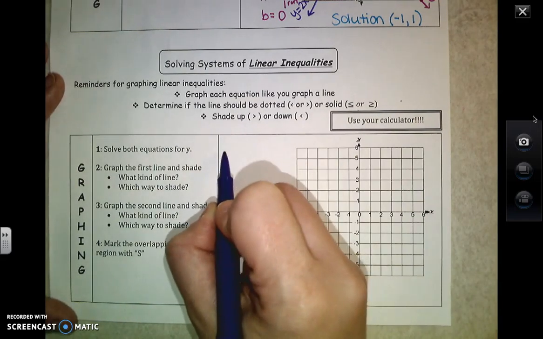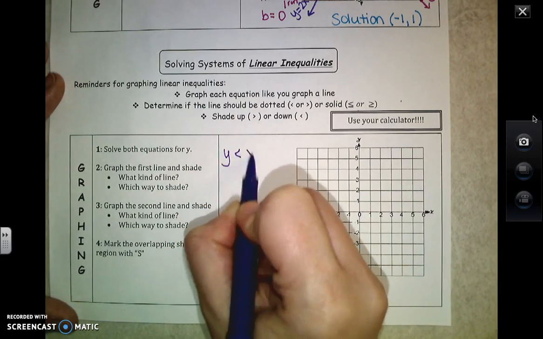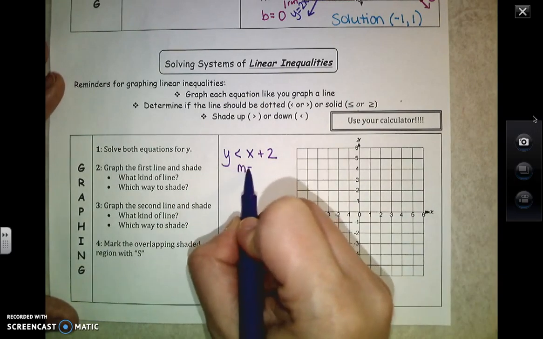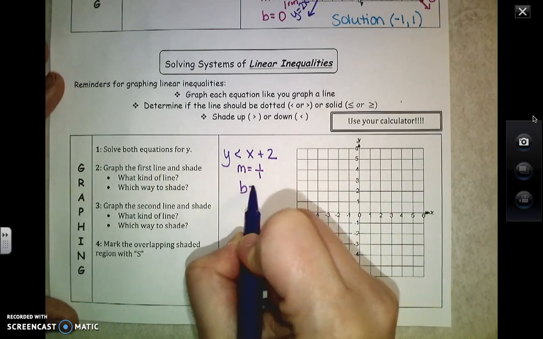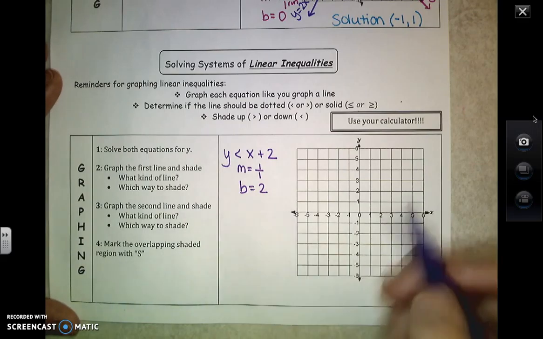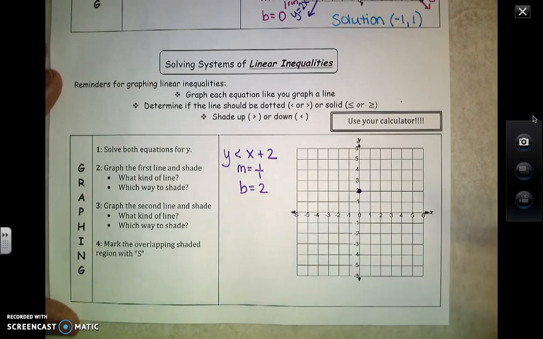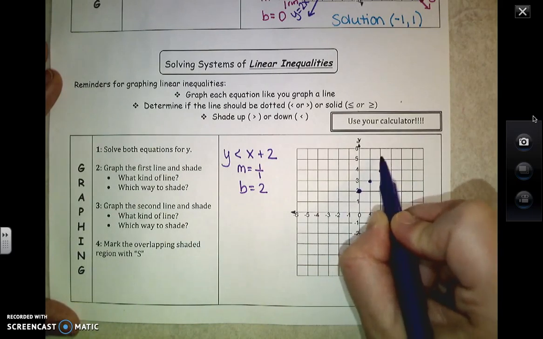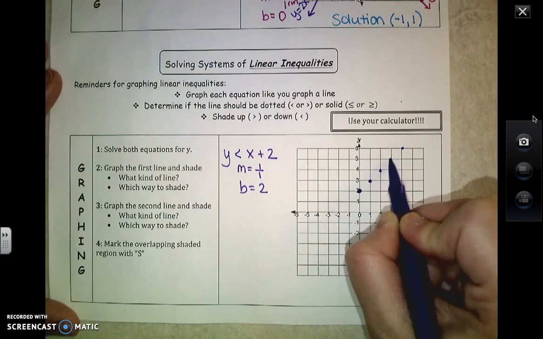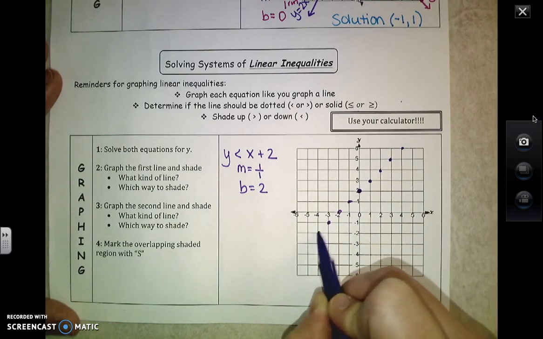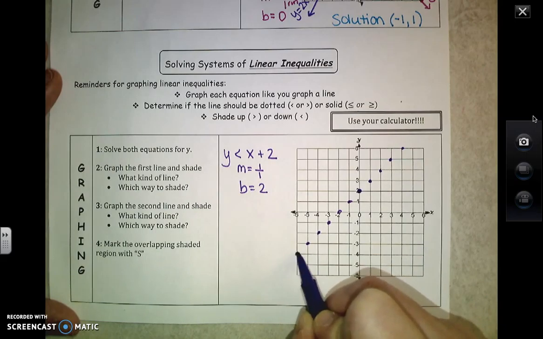Okay, let's start with y is less than x plus 2. We're going to do the same thing here. The slope is 1 over 1, and the y-intercept is 2. We're going to use those points to plot the graph. So we're going to plot a point on the y-intercept at 2, and we're going to rise 1, run 1. Rise 1, run 1. And do this as many times as you can because it's nice to really see where this line is going, especially when you need to find a solution to a system.